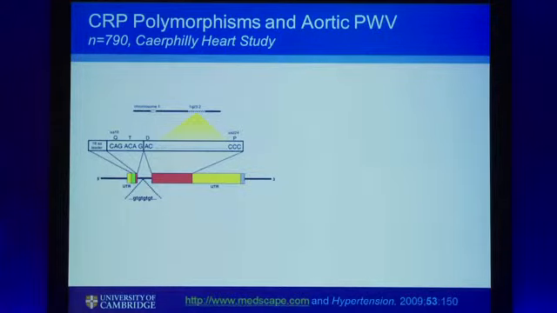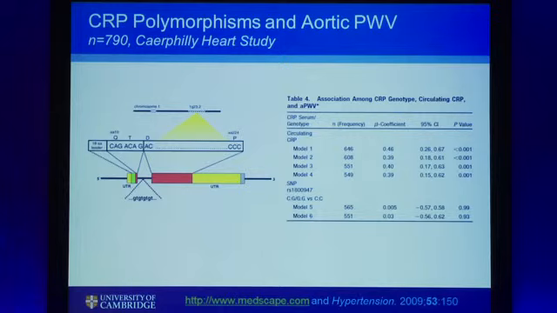But there are various mutations in the CRP encoding genes which are relatively common and which we know cause an alteration in the transcription of the gene, which means that people with certain mutations have, on average, higher CRP levels than those without them. So again, going back to the Caerphilly heart study, we looked at some of these published mutations and their relationship to CRP levels and to arterial stiffness.